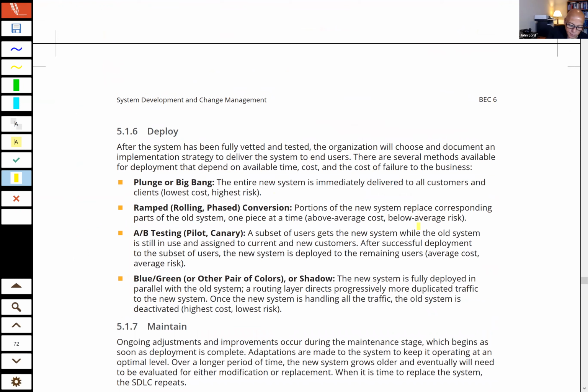Another step is deploy. Let's go ahead and make a flashcard. We already have the flashcard of the steps. I don't think we need to say something about every single one of the steps, but where they start giving us some terminology around the step, I think is worth a flashcard. So let's take a look, and we could use the plunge or big bang.